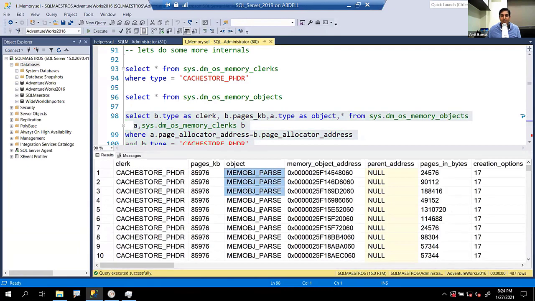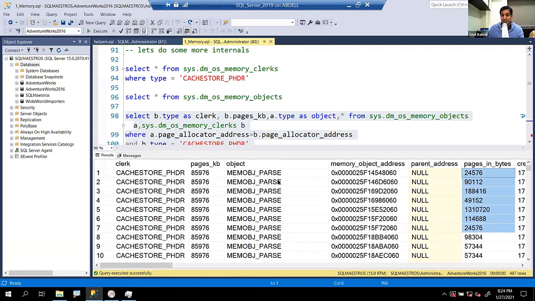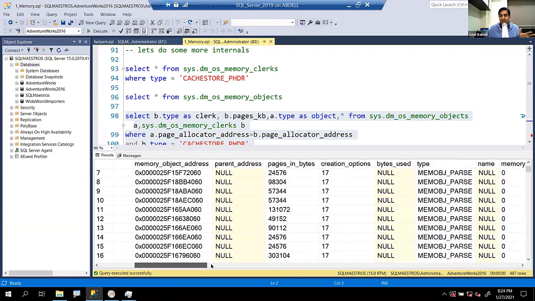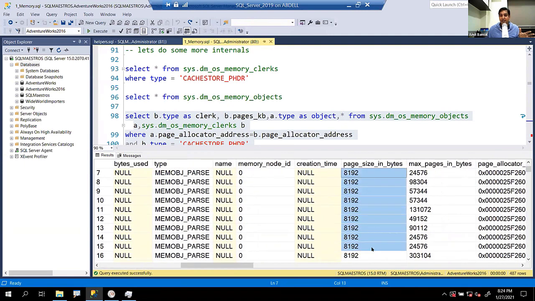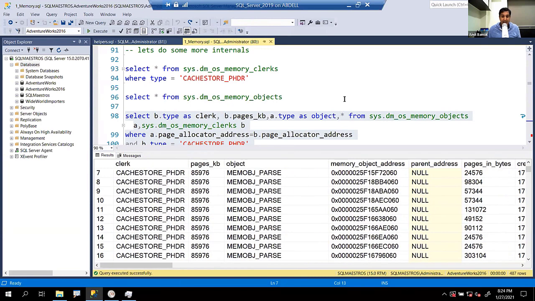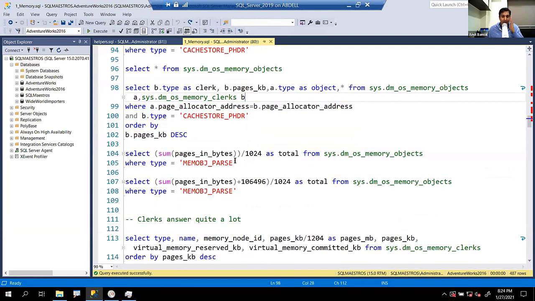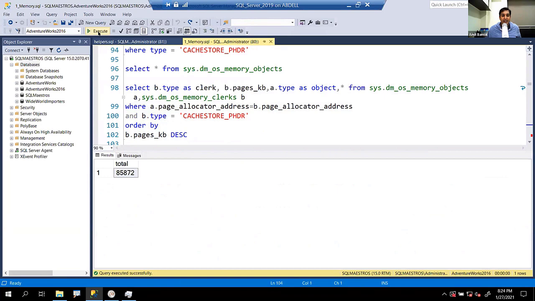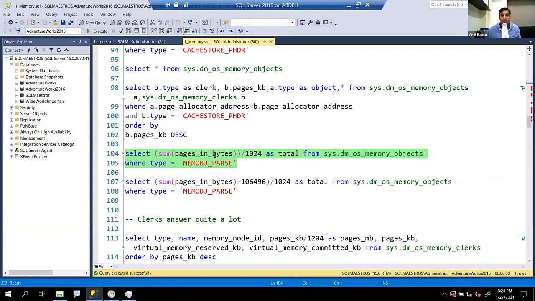You can see memobj parse, and you can see the pages in bytes. Now remember, each object there, we can see about 487. This is nothing compared to production boxes; there this number will be very high. So memobj parse is the object created by the clerk cache store PHDR, and it looks like this is a fixed-size object. Yes, it is page size in bytes, as you can see, 8192. If we sum up all the memobj parse objects, what does it come up to? 85872. So it's not 85928, it is 85872, which means there could be one root object.